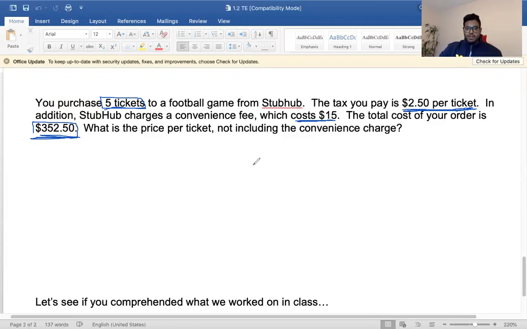So now let's see if we can write a little equation and see if we can solve how much it costs per ticket. Okay, so right off the bat, I know that our total is $325.50, so I'm going to write that on the right-hand side. And we have a one-time fee of $15, so I'm going to have a plus 15, right?